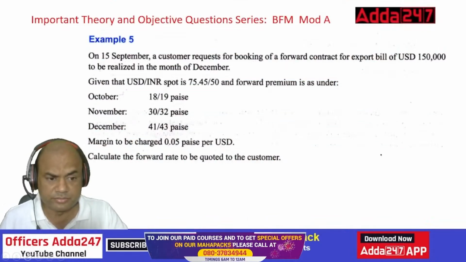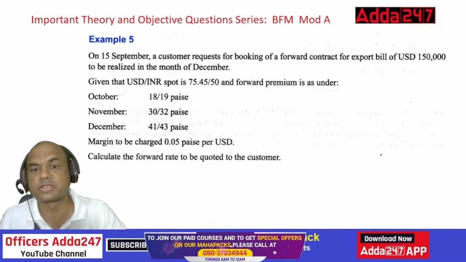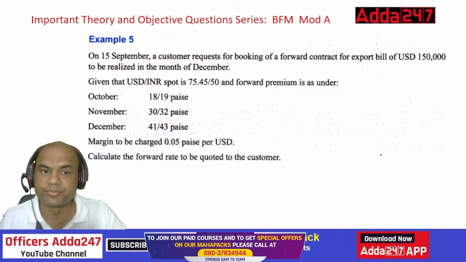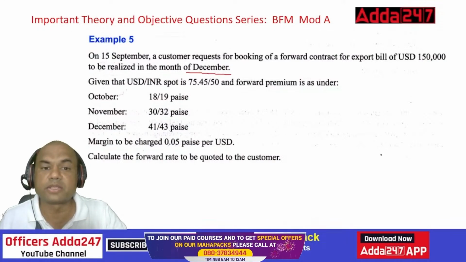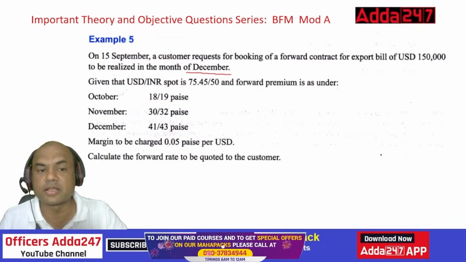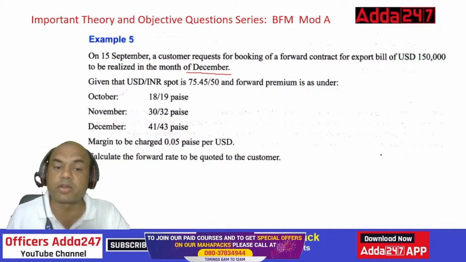Let's start. See this. I'll explain in detail how it is to be tackled and what the basics of this case study are. On 15th September, a customer requested booking a forward contract for an export bill for USD 1,50,000 to be realized in the month of December. Given that the USD INR rate is 75.45 and 50, the forward premium is as under. October is 18-19 paise, November is 30-32 paise, December is 41-43 paise. The margin to be charged is 0.05 paise per USD. Calculate the forward rate to be quoted to the customer.